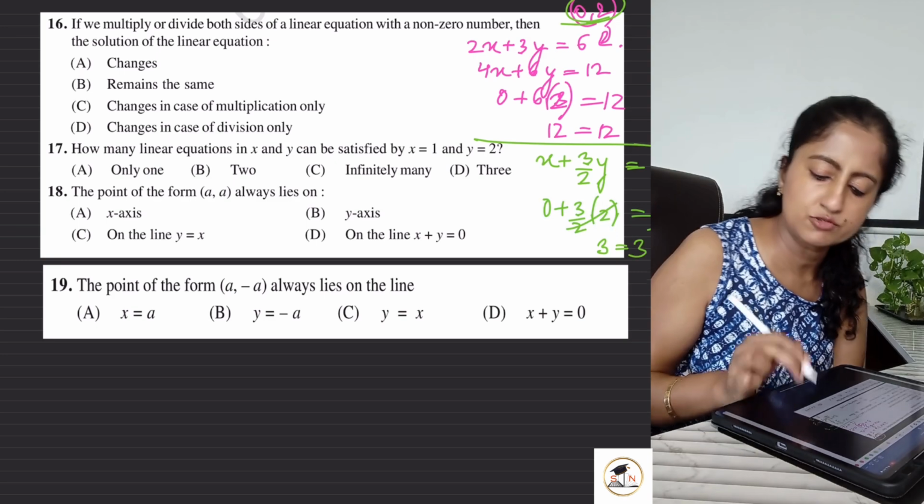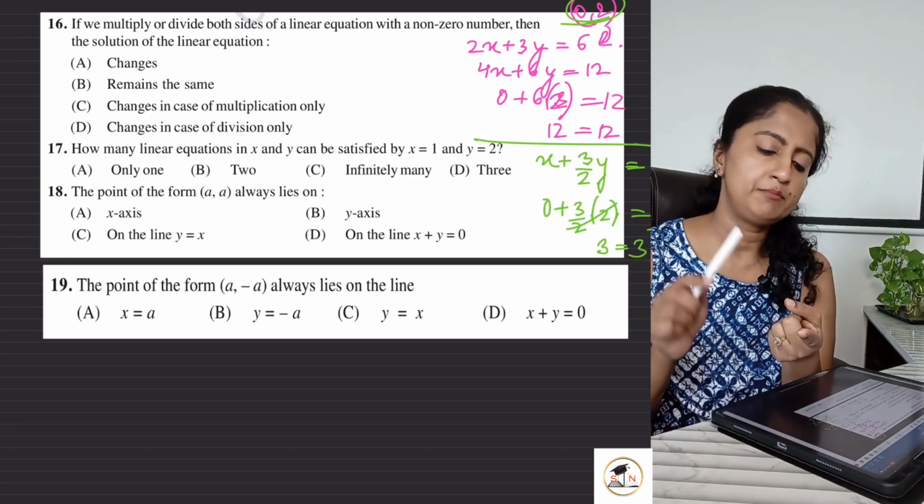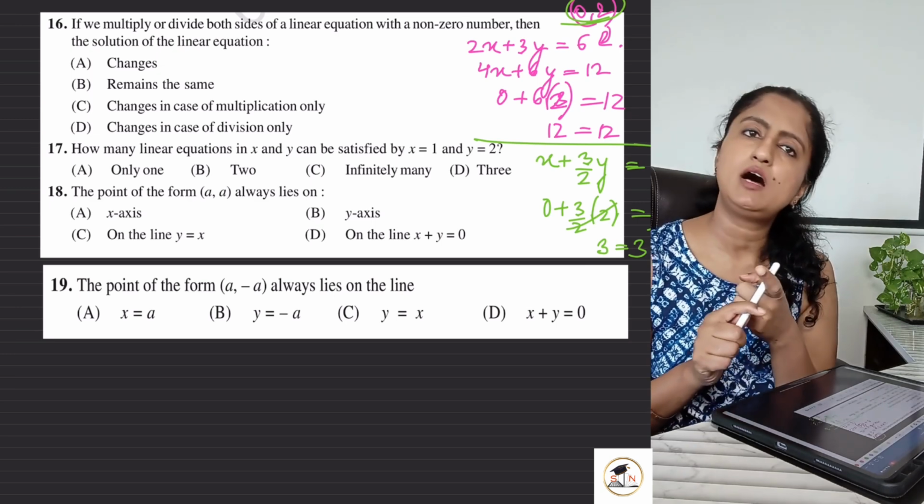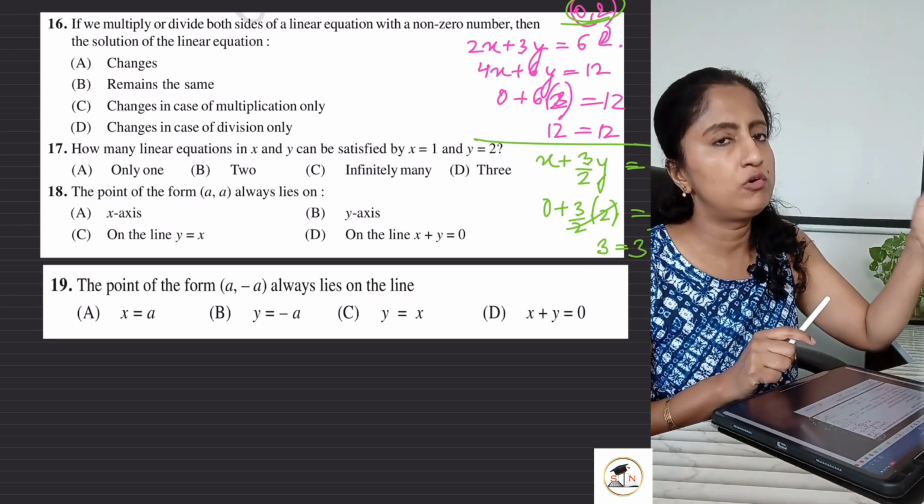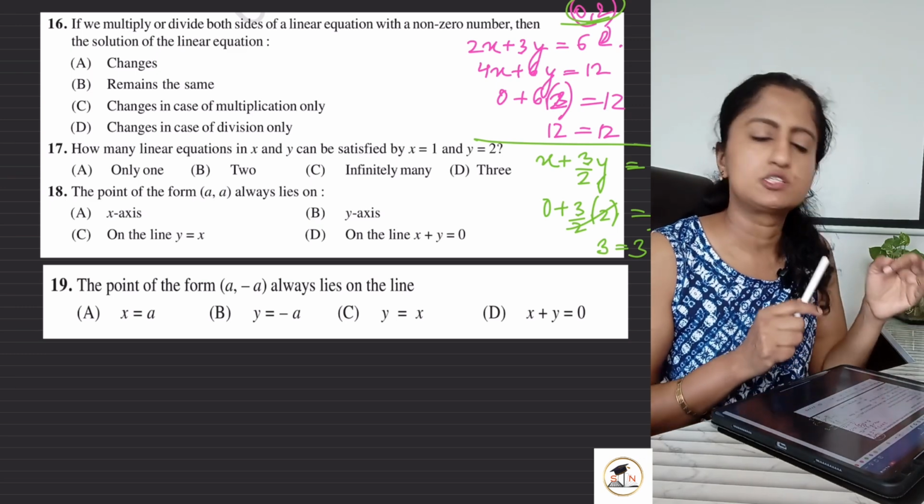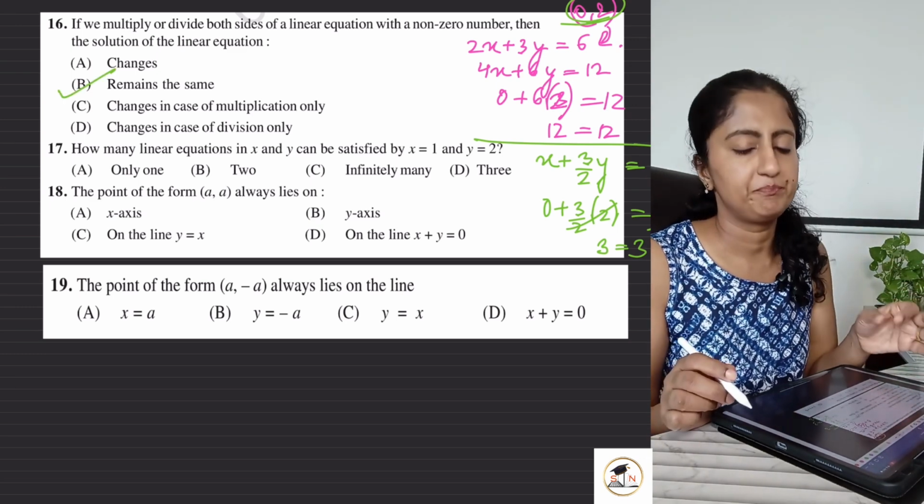We are left with 3 equals to 3. That means हमने मल्टीप्लाई करके देख लिया, हमने डिवाइड करके देख लिया, हमारा आंसर सेम है. जो पहले ओरिजिनल इक्वेशन के साथ सोल्यूशन था वो न्यू इक्वेशंस के साथ भी सोल्यूशन है. That means it remains the same.